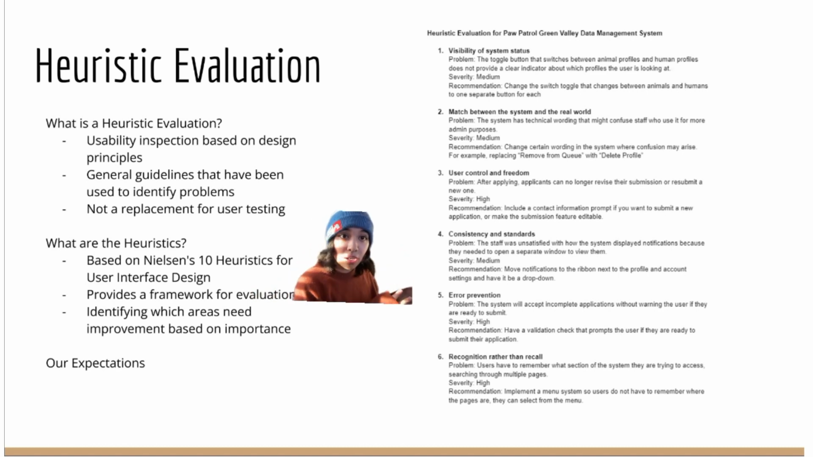I'm just going to go through part 1 of our heuristics evaluation. For visibility of system status, we decided to change the switch toggle between animals and humans to one separate button for each. For match between the system and the real world, we decided to get rid of some jargon that may have been confusing for our staff. For user control and freedom, we decided to include a contact information prompt, so if a user wants to submit a new application, they'll have to contact the center.